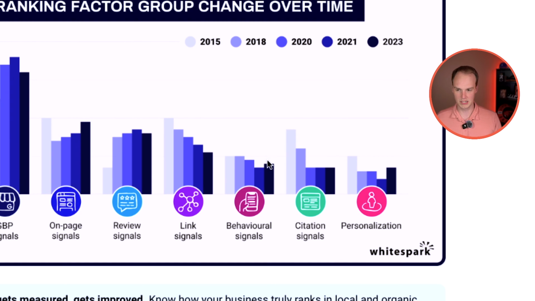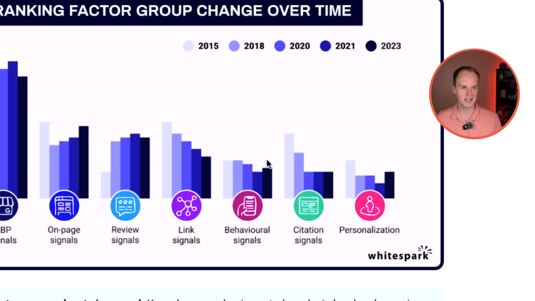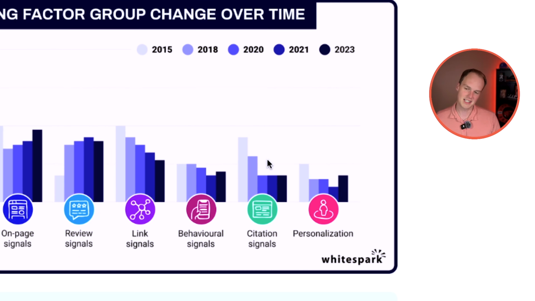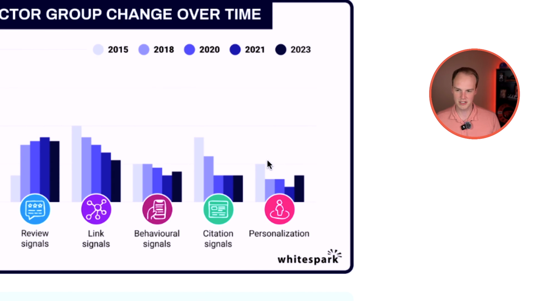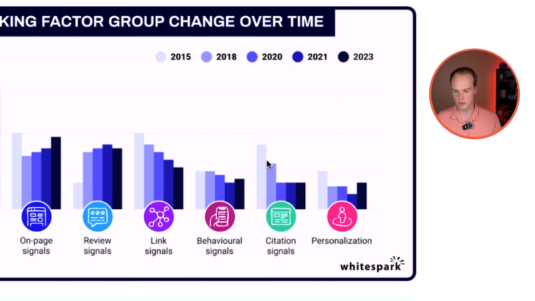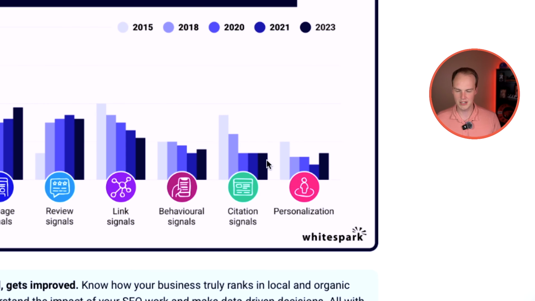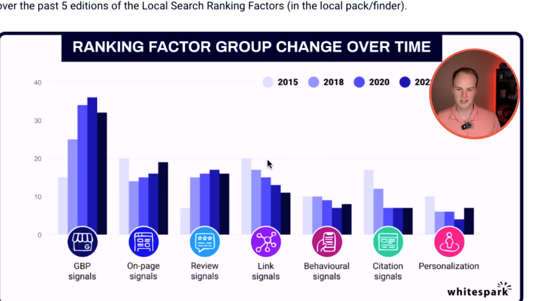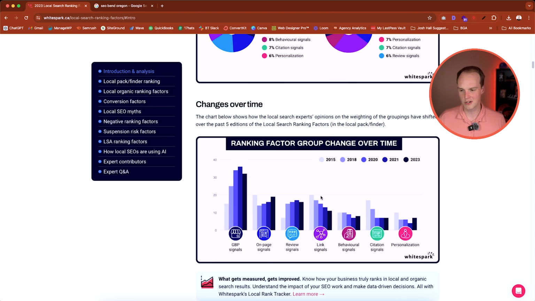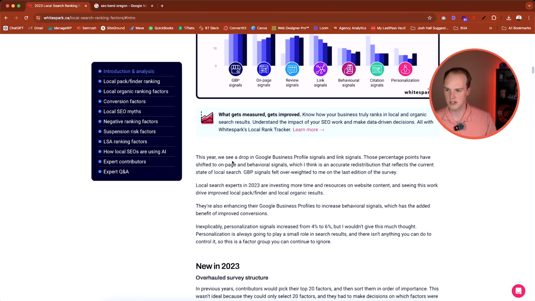Behavioral signals seem to be clicking up, and we could debate that based on what we know about Nav Boost now with clickstream data. And citations are going down. Personalization is something we can't control, so we could pretty much ignore it. But yeah, citation signals are going down. So you're going to see I'm kind of a citation hater, so we just don't talk a whole lot about citations in any of the stuff that I do.